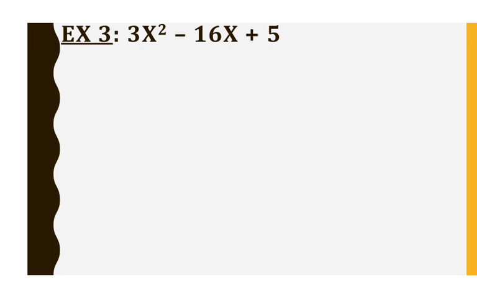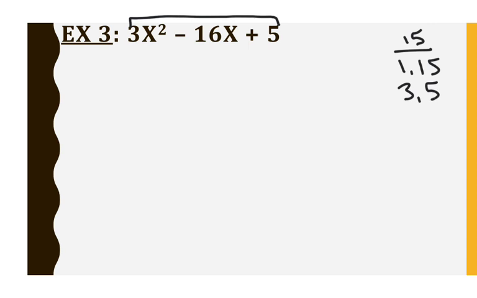So example 3, we have 3x squared minus 16x plus 5. So no greatest common factor here, nothing that goes into 3, 16, and 5 other than 1. So we're going to multiply a times b. So 3 times 5 is 15. So to multiply together to get 15, we'd have 1 and 15, and we could use 3 and 5. Now notice this time, though, our middle term is a negative number.